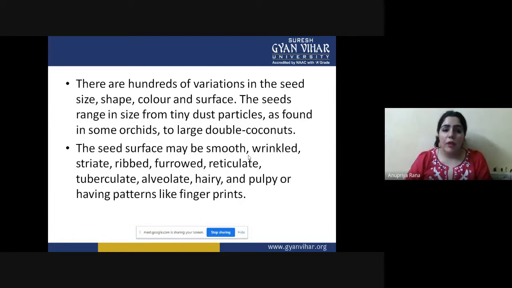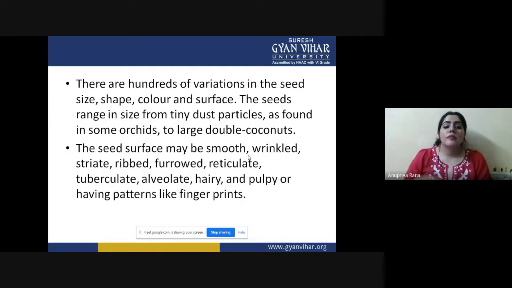Most of the seeds have a dull brownish color, but some seeds have bright red, yellow, or white also. Most of the seeds you have seen are brownish or dull in color. The surface also is of very different kinds. Some are smooth, some are wrinkled, some have lines on their surface. So a lot of kinds of surfaces can be present.